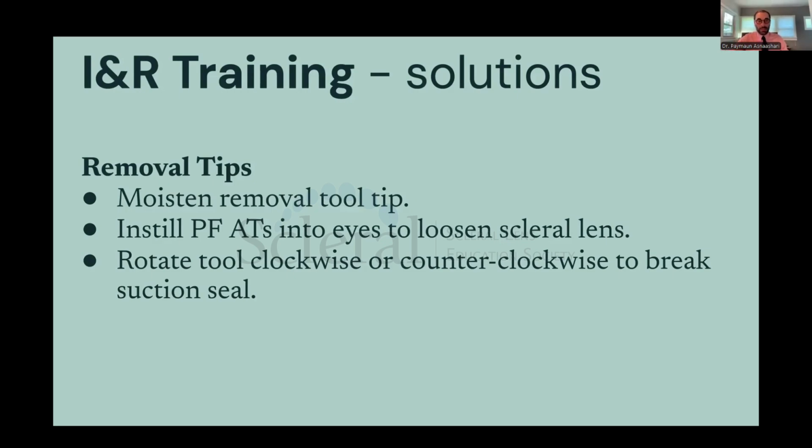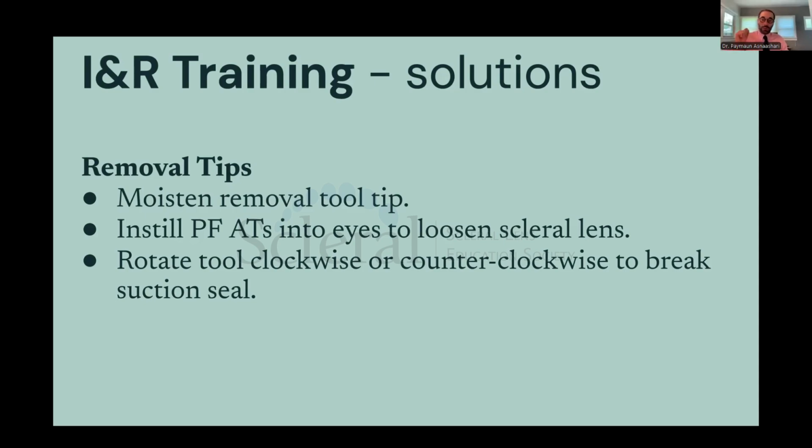tight seal. Also, what can be valuable is instilling preservative-free artificial tears into the eyes to loosen the scleral lens. I can't tell you how valuable this is. So if you get a patient and you're putting the lens on, or if they feel like they're pulling their eye out, you should actually insert some saline into the eye, and that will help loosen the lens up, I think, pretty noticeably to get the lens to pop off easier.